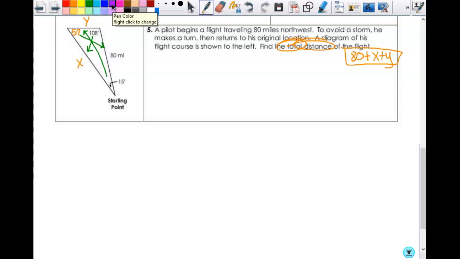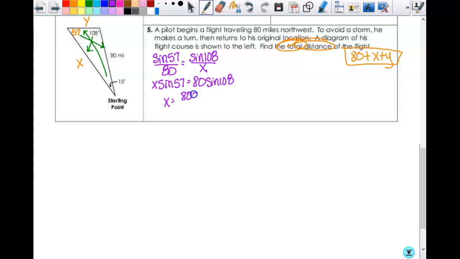So the 2 pieces that match up, I have an angle and a side with this 57 and this 80. So I'm going to have the sine of 57 over 80. And then we'll go for x first. So then that x goes with 108. So I have the sine of 108 over x. Okay? Everybody okay with all that? So I'm going to get x times the sine of 57 equals 80 times the sine of 108. x equals 80 times the sine of 108 over the sine of 57.